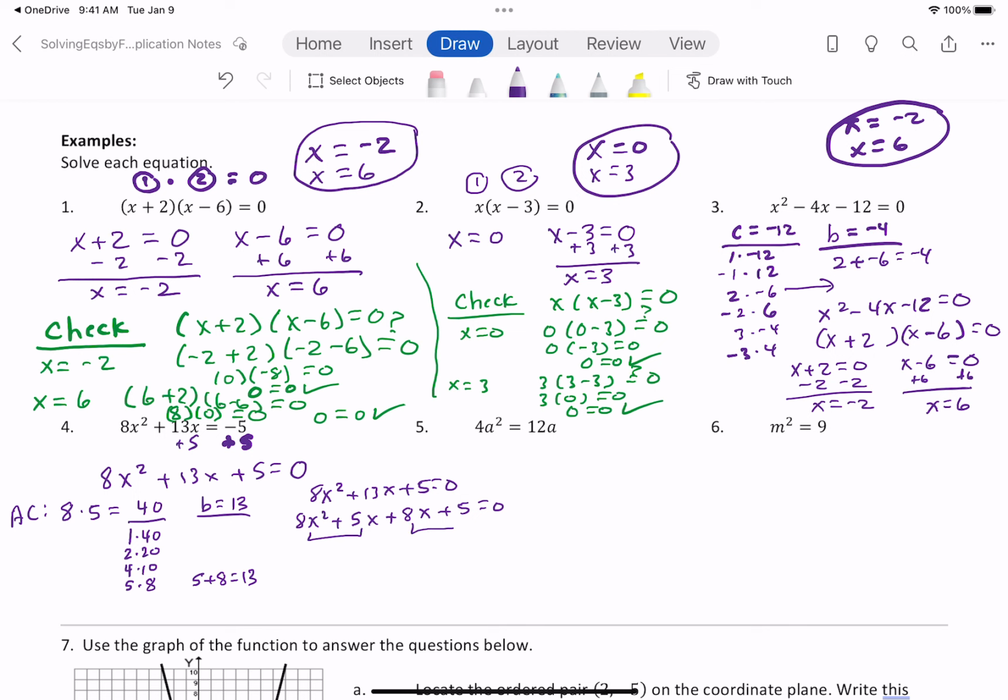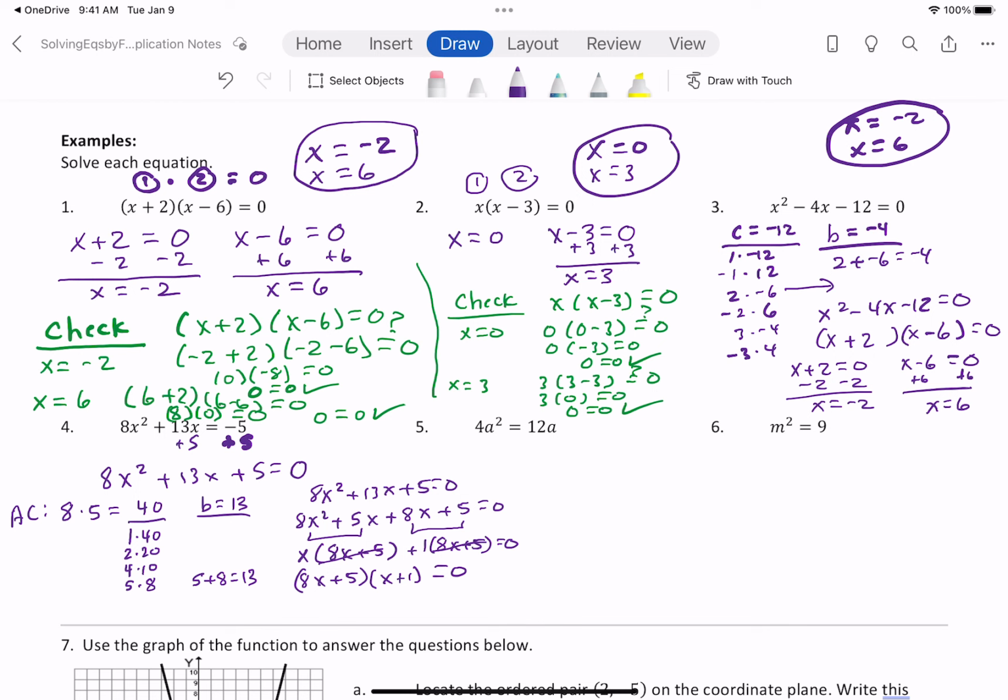Then we have to do factor by grouping. So my first pair, we have a common factor of x, which leaves me with 8x plus 5. And in the second pair, the only common factor is 1. So I'm going to write that as 1 times 8x plus 5. Then we have our common binomial factor 8x plus 5, which if we removed leaves me with x plus 1.